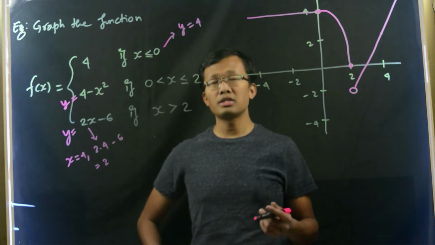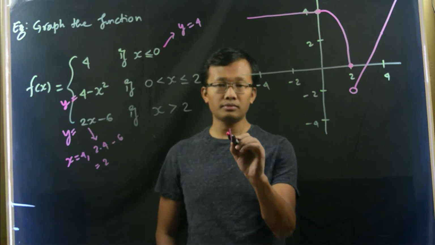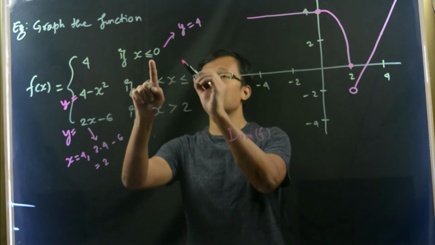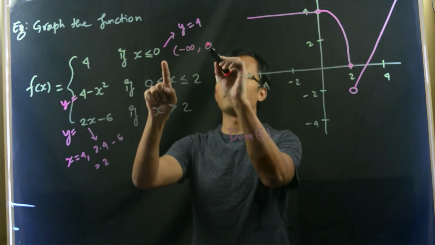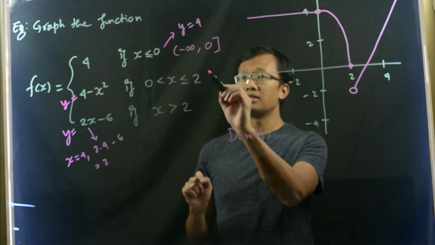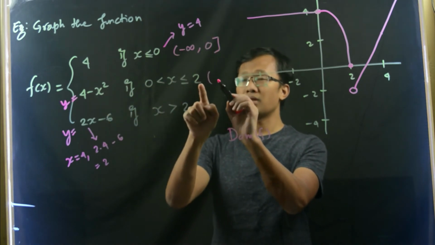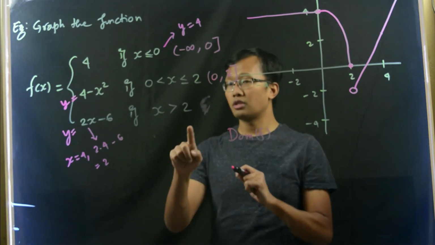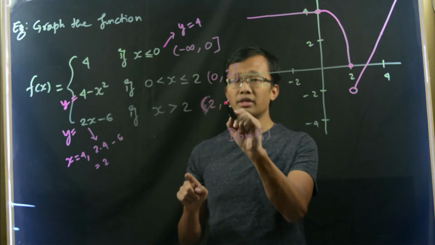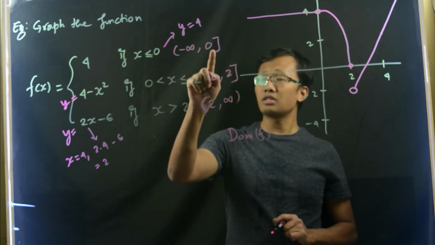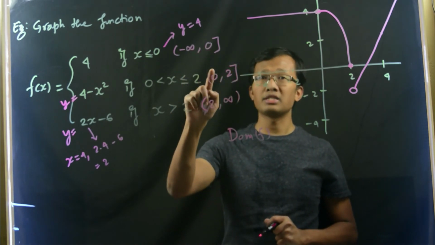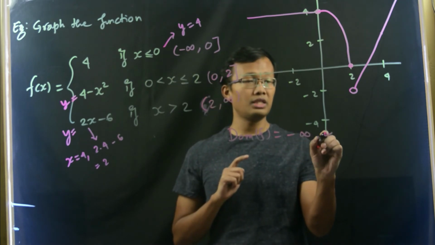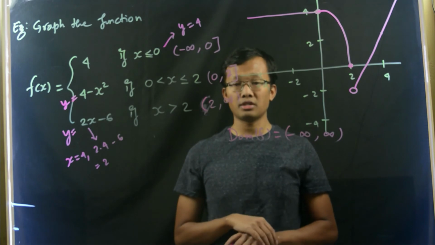Now what are the domain and range? The domain of f, you can see, is simply negative infinity to 0 for the first formula. For the second formula, we have 0 up to 2. For the third one, we have 2 to infinity. Thus you can see that no number is left out in this case. So we can write negative infinity to positive infinity as the domain of this function.